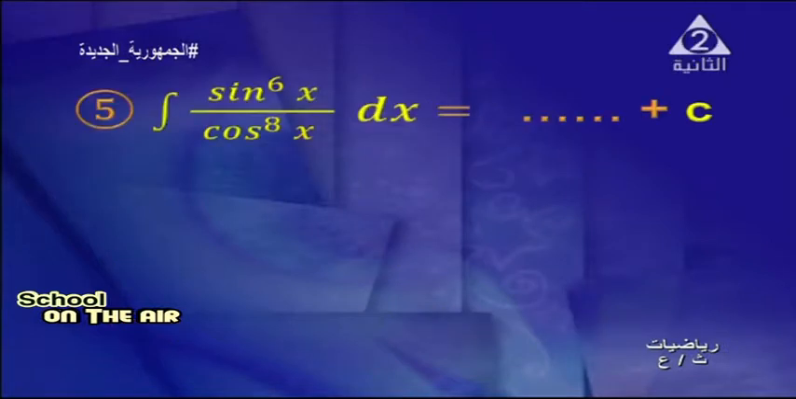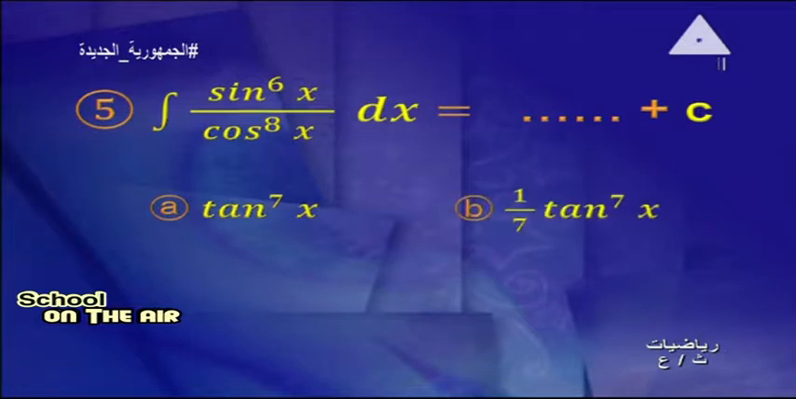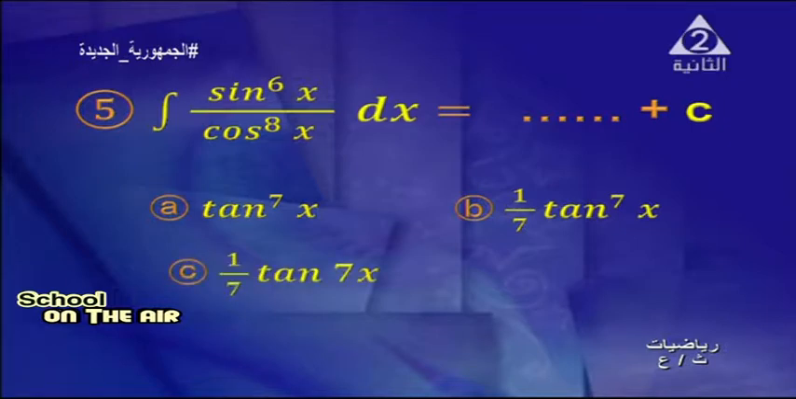Number 5. Integration of sine power 6 x over cosine power 8 x dx equals what? Plus c. Equals tan power 7 x plus c, or equals 1 over 7 tan power 7 x plus c, or equals 1 over 7 tan 7x, or equals sec power 7 x.